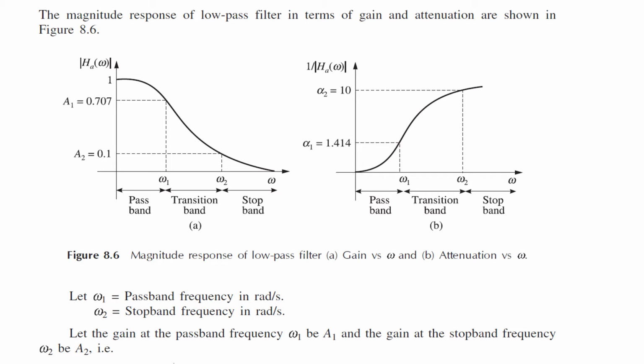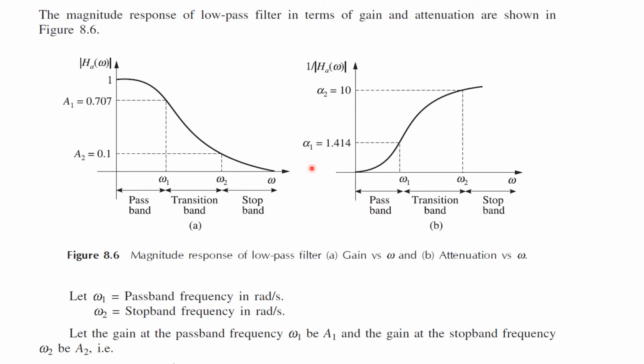Again, we have discussed this. This is the pass band, transition band, and stop band. Omega 1 is the pass band frequency. We have WP, and we have represented this W2 by WC. And A1 is the gain of the pass band, that is 1 upon 1 plus epsilon square, and this is 1 upon 1 plus lambda square.